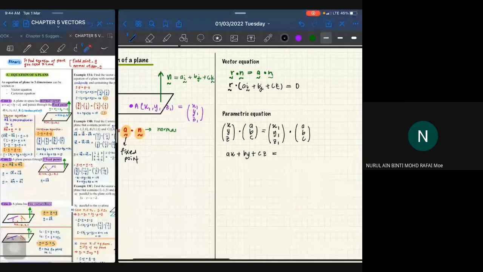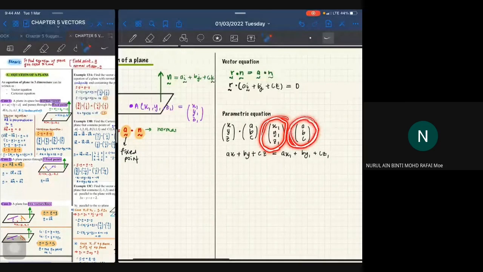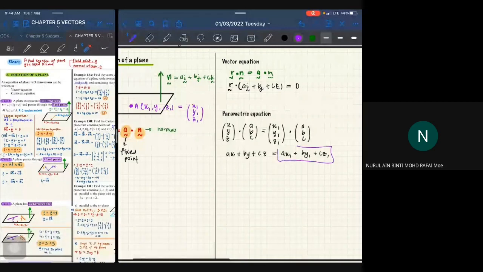And then for your right hand side, kita akan expand juga sama. So you will have AX1 plus BY1 plus CZ1. Okay, so bila kita solvekan, awak tahu fixed point awak dan awak tahu normal awak. So dia akan dapat satu constant lah sebab kita guna dot product. So this one is equal to a constant. I let it as D. Settle. Itu adalah parametric equation.